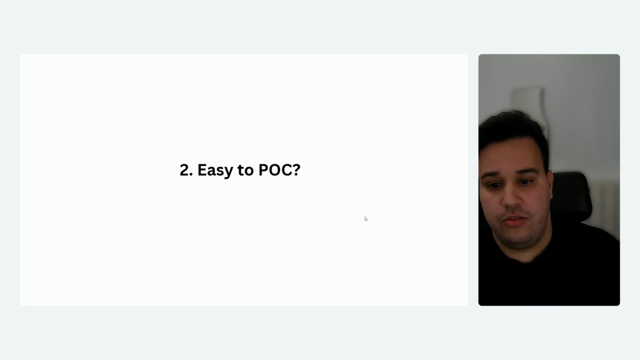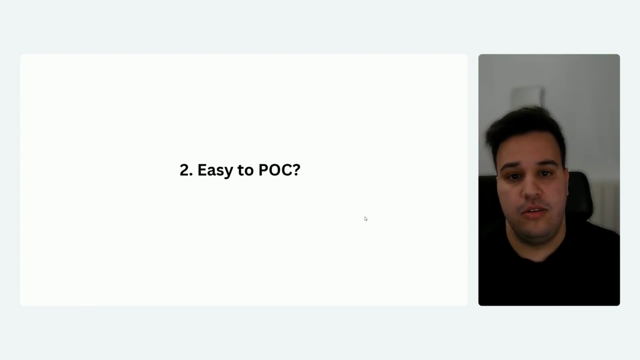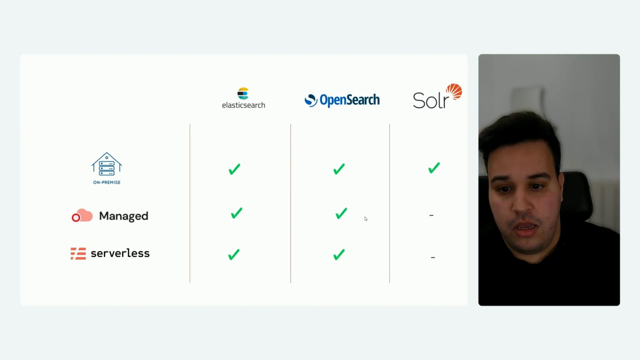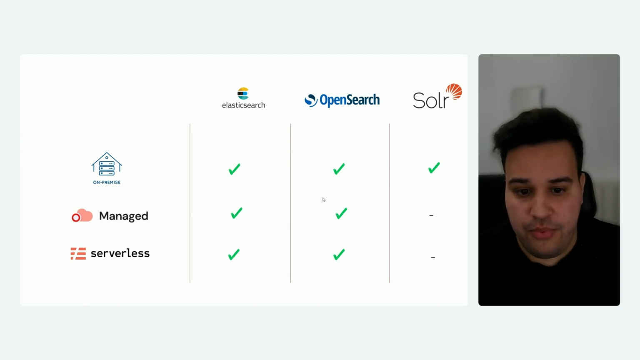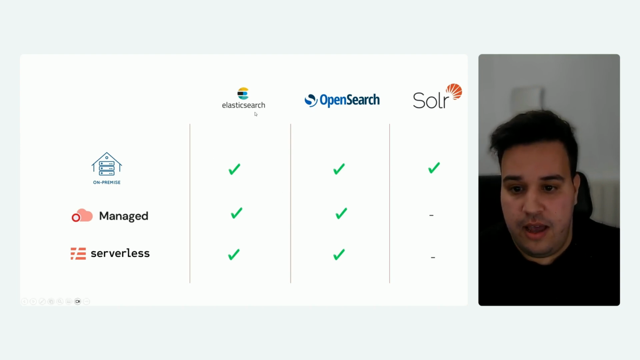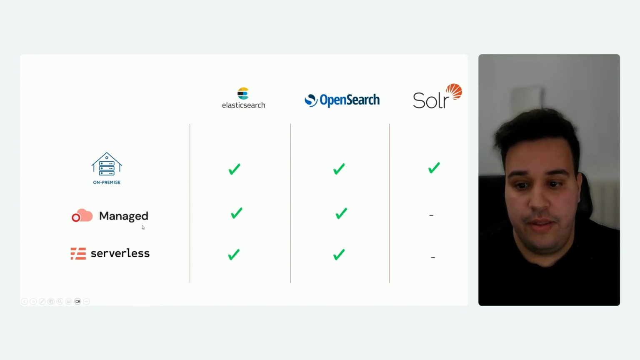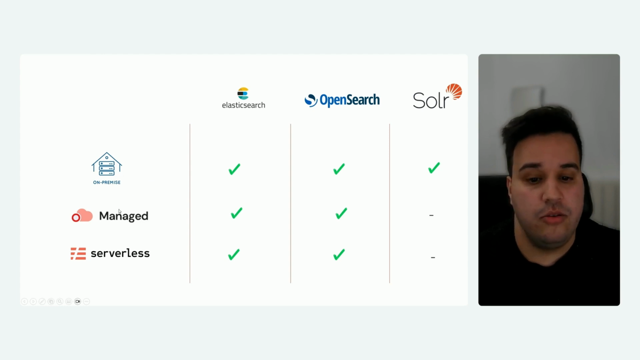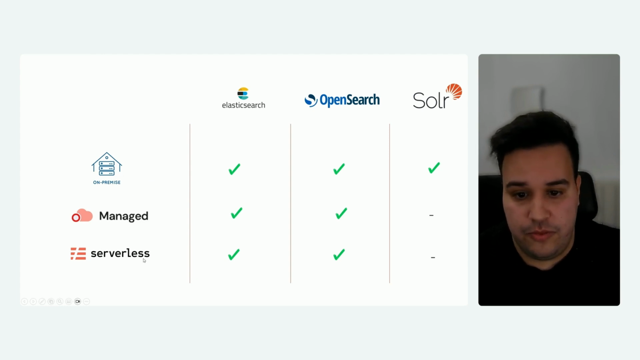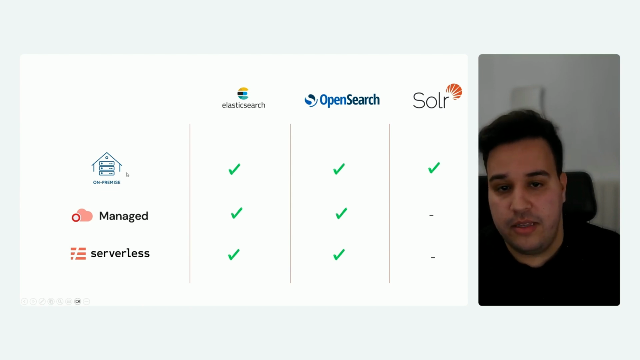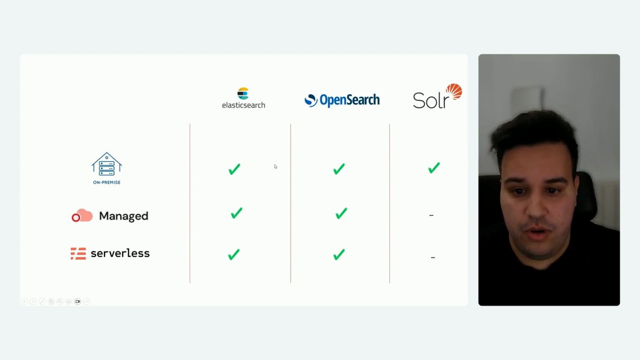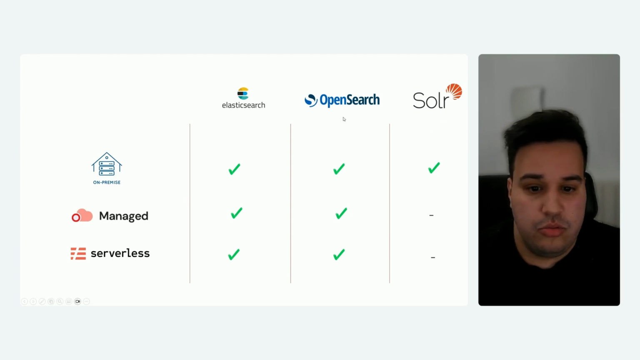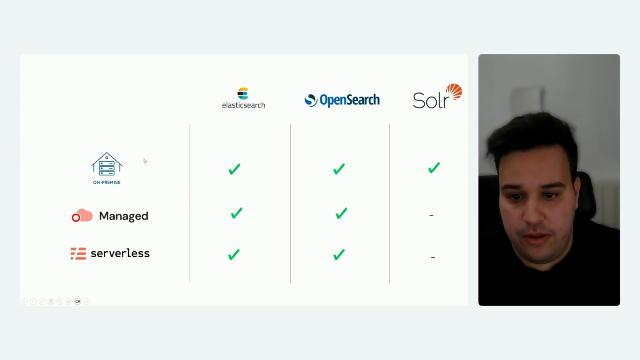Now let's go ahead and talk about the easiness to POC, or the easiness to create a proof of concept. So before talking about this, there is a precision we need to make here, is that Elastic or Elasticsearch and OpenSearch, they have the on-premise solution, but they also have the managed and the serverless solution. So for the on-premise solution, basically it means using the product on-premise. So the 3 competitors use or support that kind of deployment. But then when it comes to the managed solution and the serverless solution, Solr is out of the game.